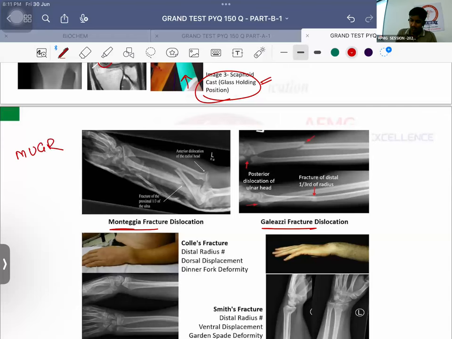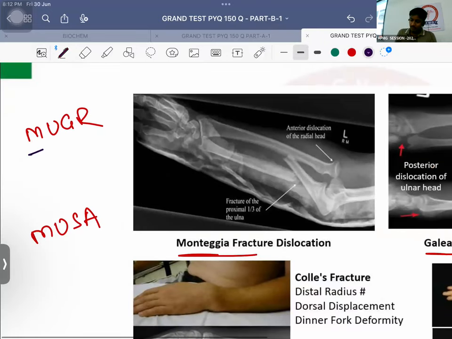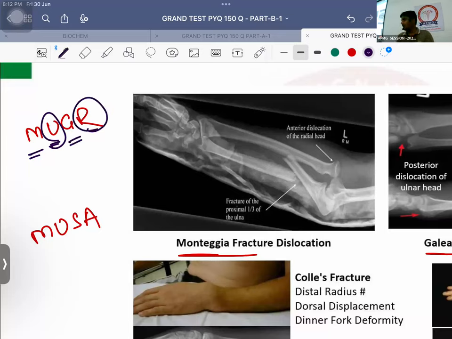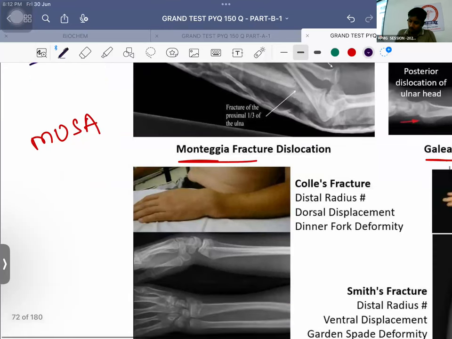Mugar ek hai mnemonic aur dusra hai Musa. Right? It will become easier if you remember both of them. How? Important is, Montagia mein kaun sa fracture hota hai? Ulnar fracture. Aur Galeazzi mein kaun sa fracture hota hai? Radial fracture. Theek hai? To Montagia pehle aa raha hai. That means ulna ka proximal fracture ya distal fracture hai? Proximal part is fracture. Galeazzi baad mein aa raha hai. To radius ka proximal fracture ya distal fracture? Distal fracture.